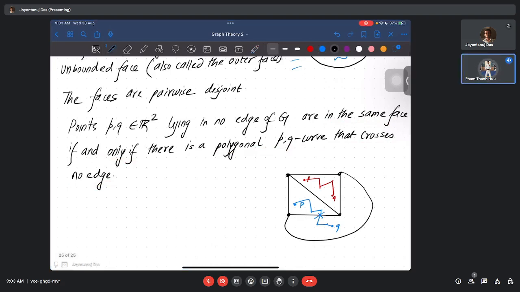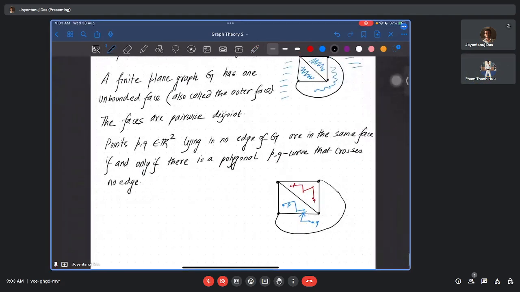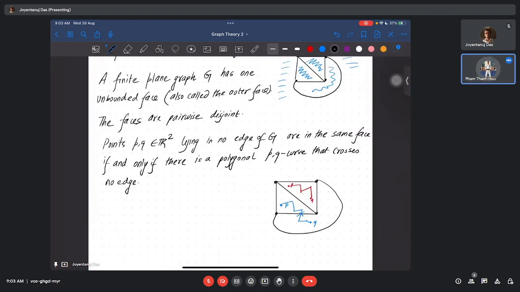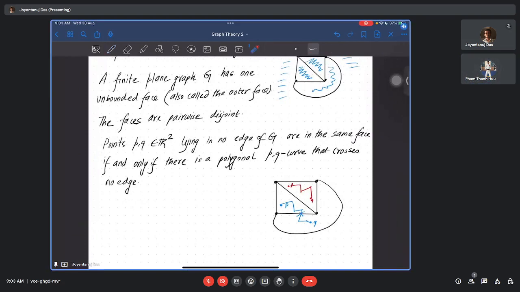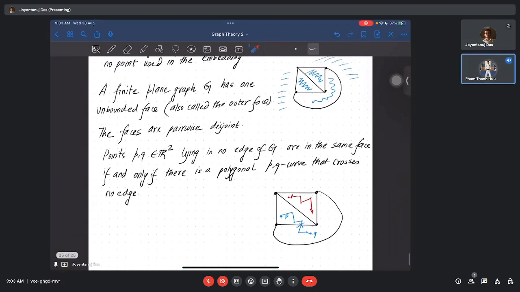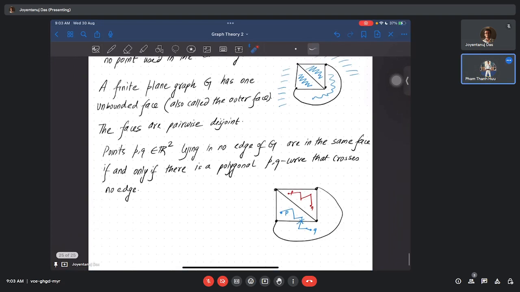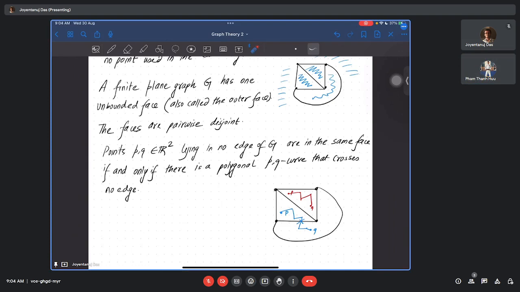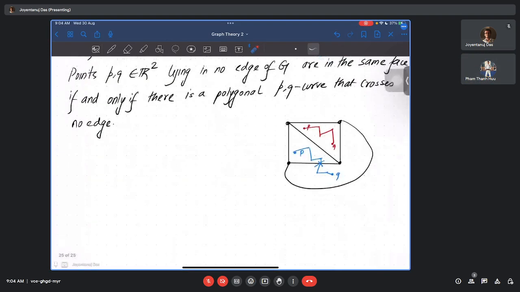Unbounded is fine. Yes, the outer is fine. You can put the outer here also. I can choose any two points. The outer area you can also choose, outside of the graph is fine. Yes, that is also fine. Okay. Right. So up to this is fine, right?